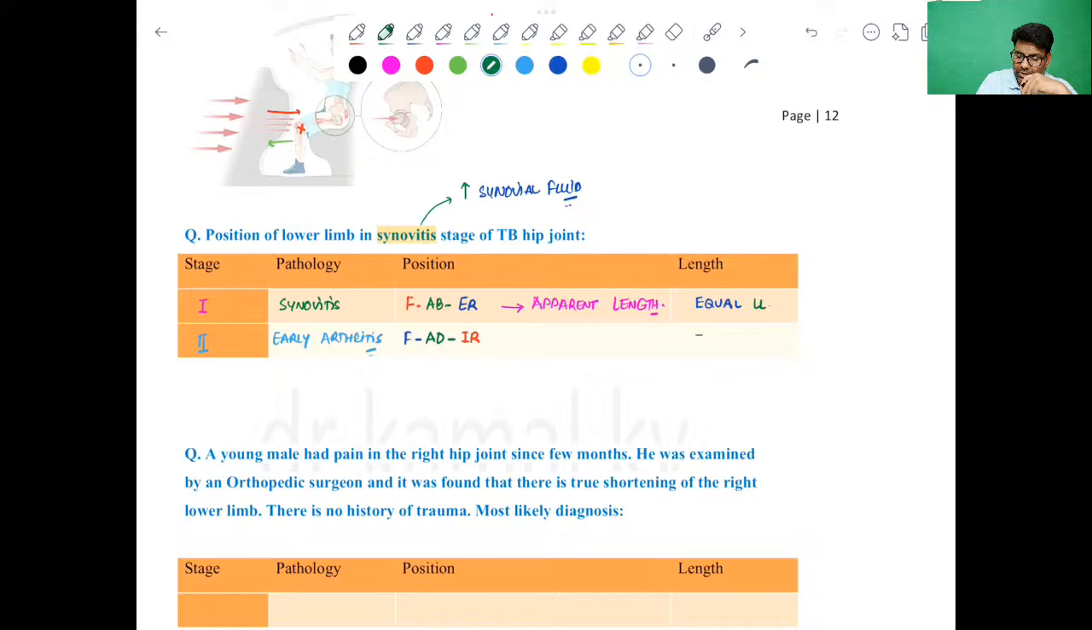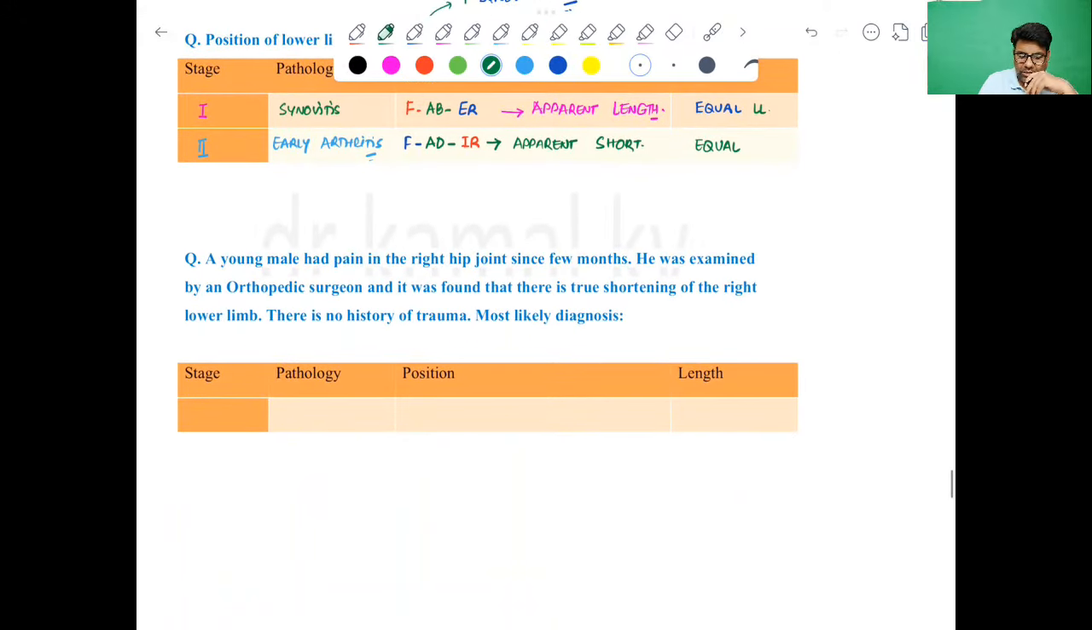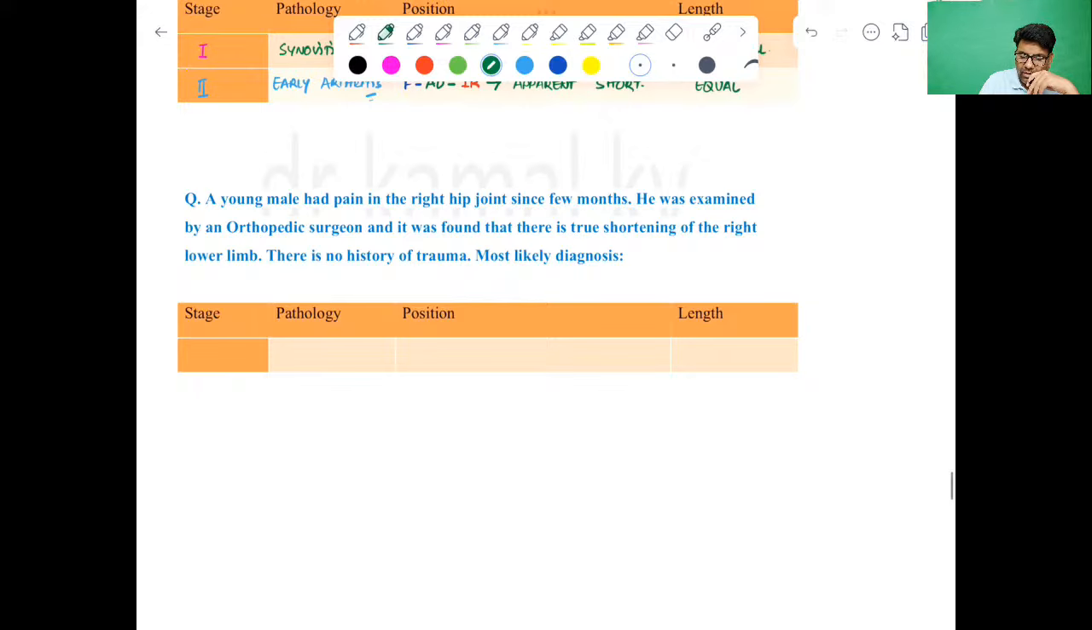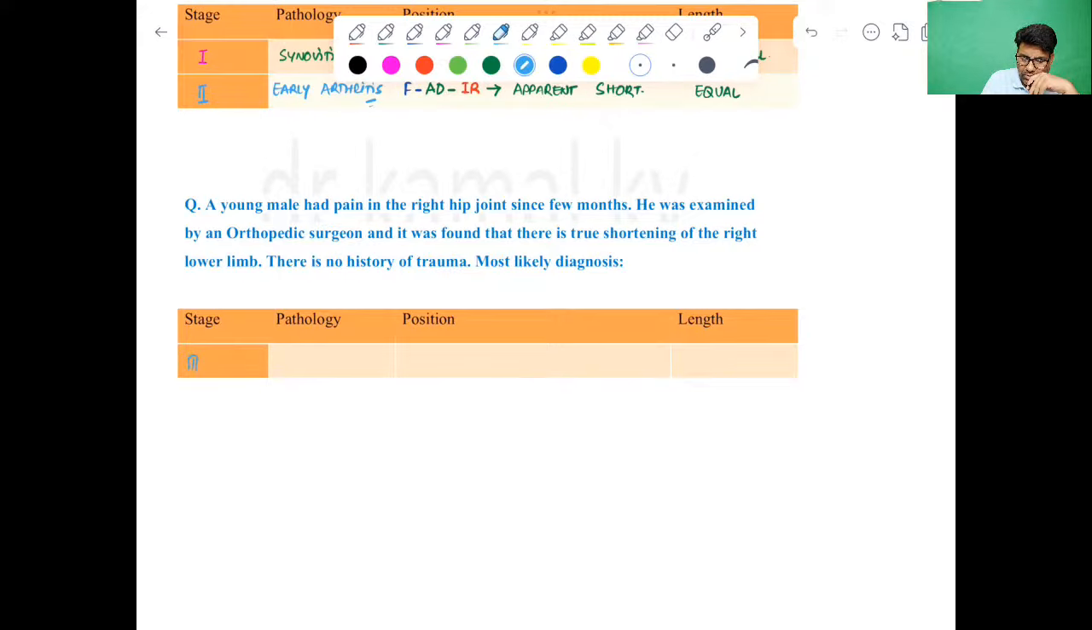But again, when we measure the length, it will be equal to the other side. So the limb length is equal to the other side, the normal side. But yes, when the limb is in this attitude, it looks shorter than the other side. So this is known as apparent shortening. Clear? So this is known as apparent shortening, because we can feel as if the limb is shorter because of the added deformity, but when we actually measure both the lower limbs, the length comes out to be the same. So this is stage 1 and stage 2. And then comes stage 3.